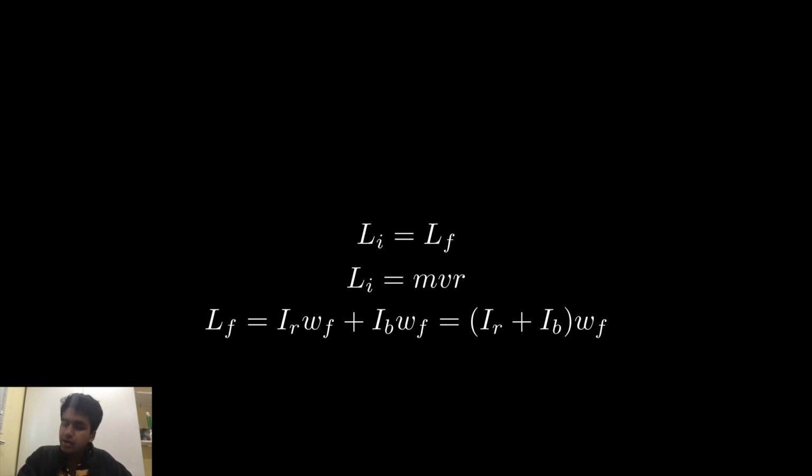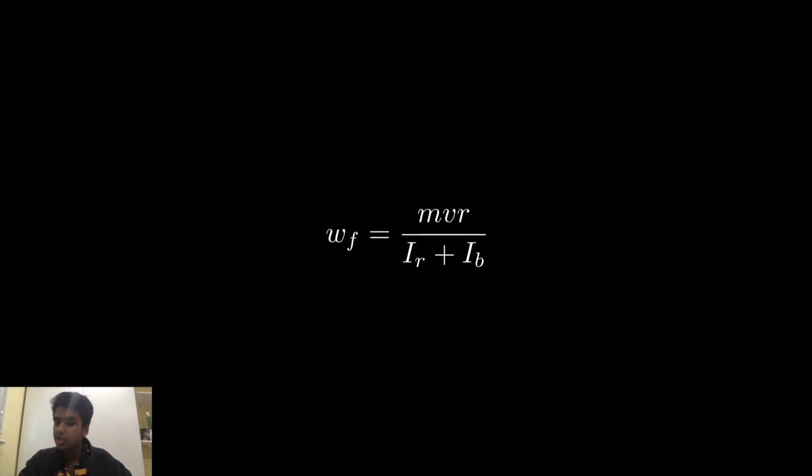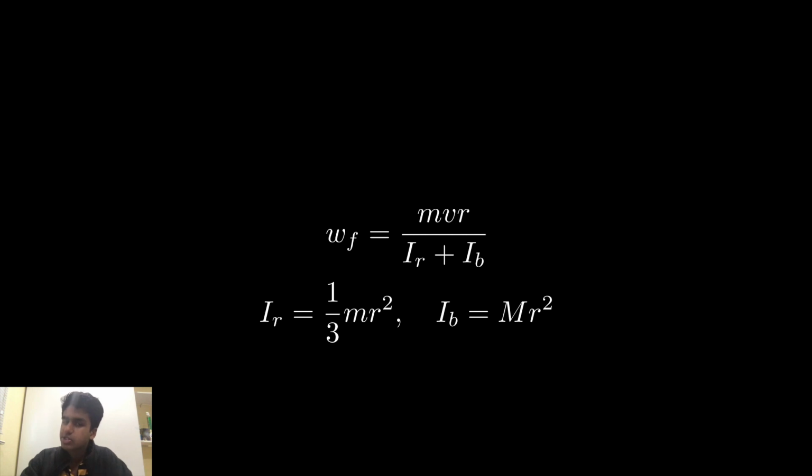And then now we can divide both sides by IR plus IB, where IR is the rotational inertia of the rod and IB is the rotational inertia of the ball. So we now have an expression for our final angular velocity, and we plug in 1/3 mr squared for the rotational inertia of the rod, and we plug in mr squared for the rotational inertia of the ball because it's a distance r from that pivot.